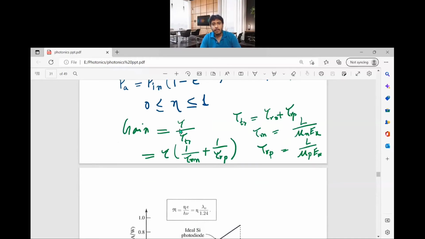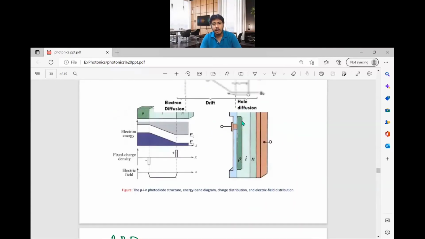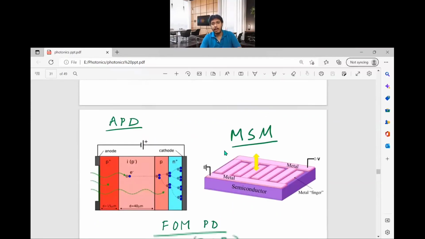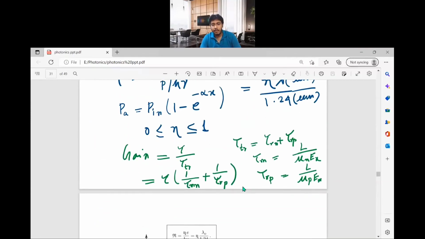Recombination time should be more compared to the transit time. So you need to make the transit time low. So you need to make the length low. That's why I'm talking about that. You cannot make this W as large as possible for the incident light to absorb a lot of photons. At that time, if you make the L large, your transit time will become very large, so your gain will be very less.